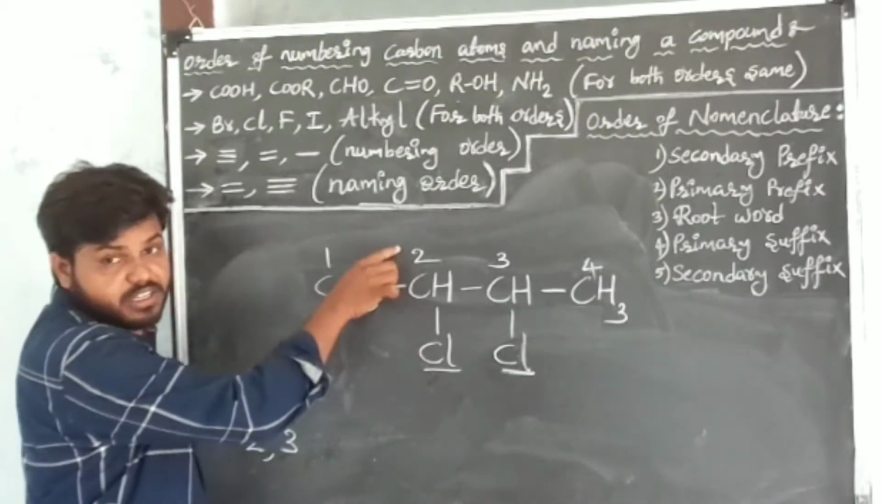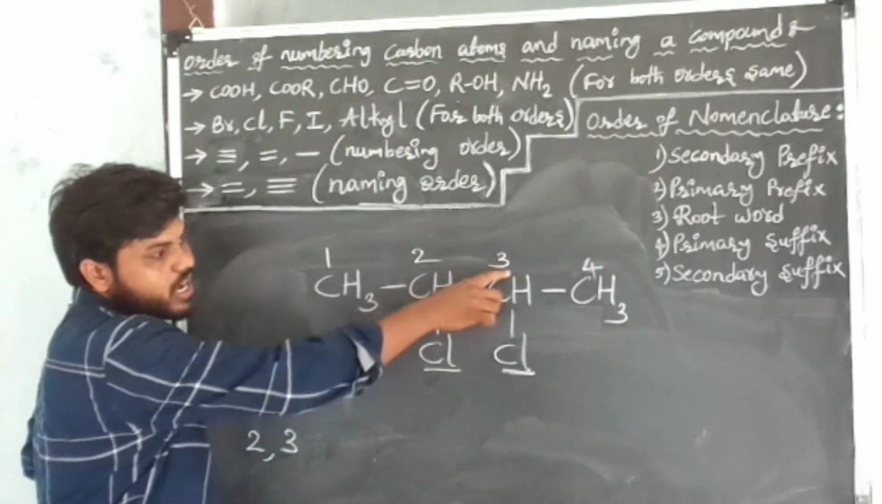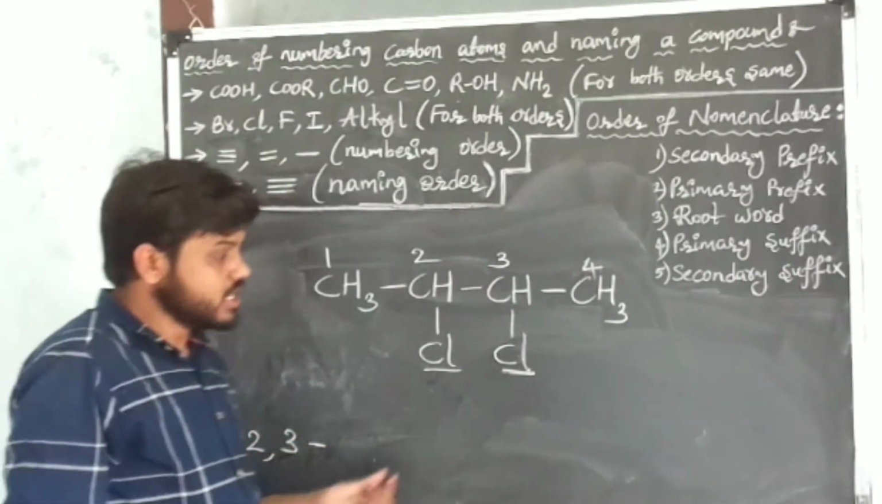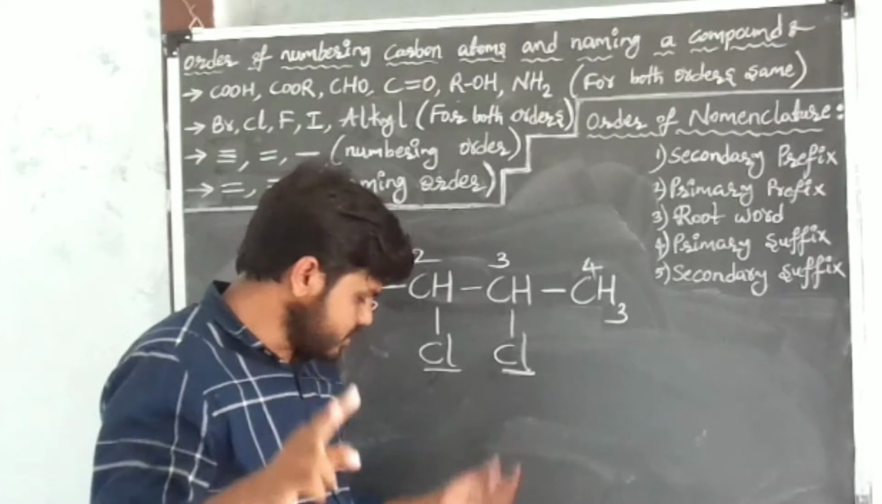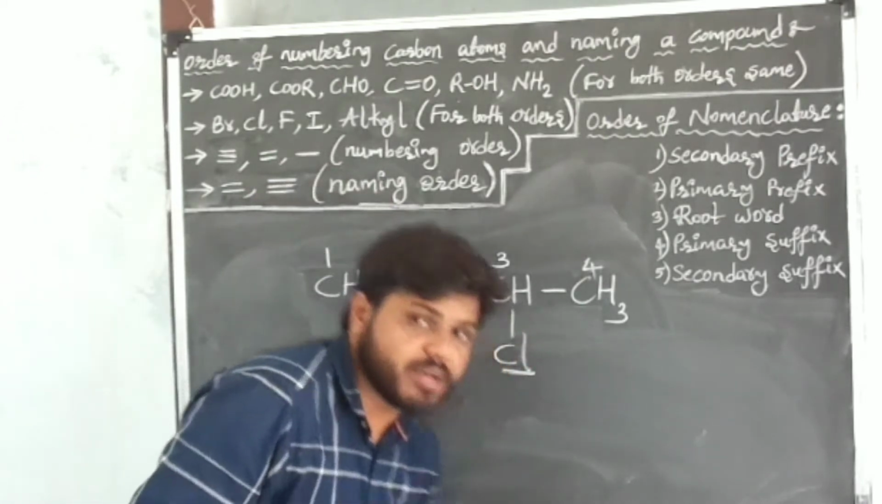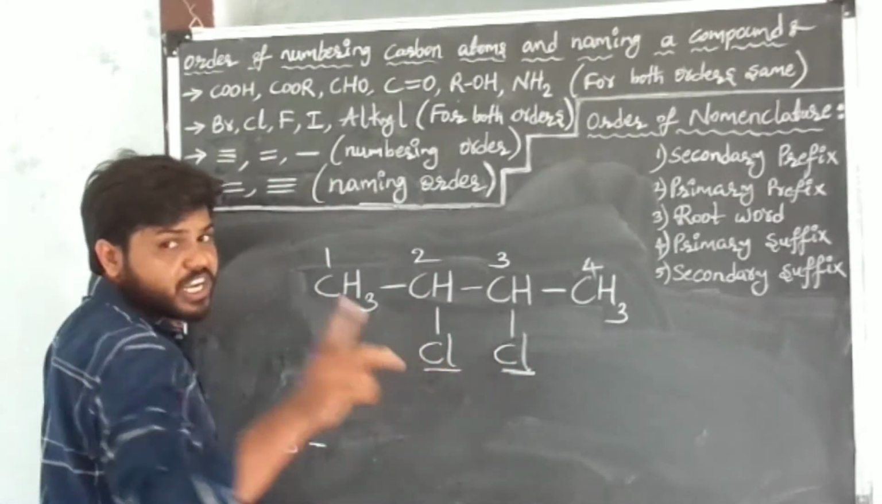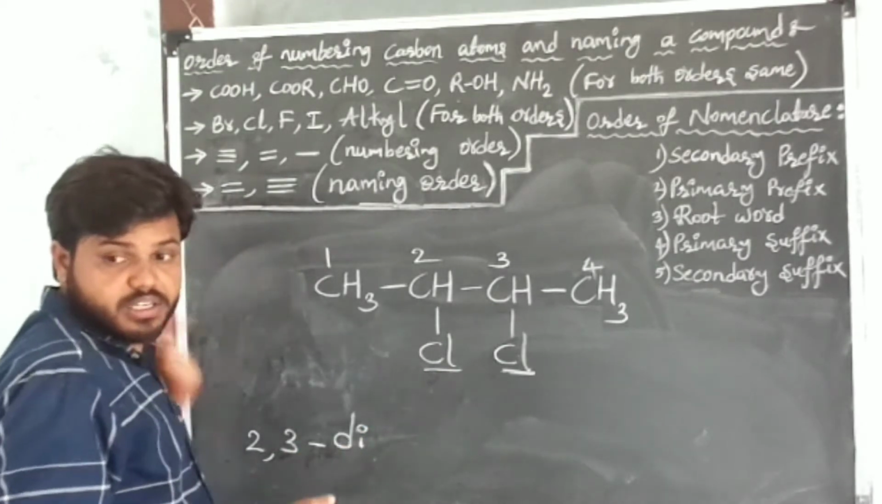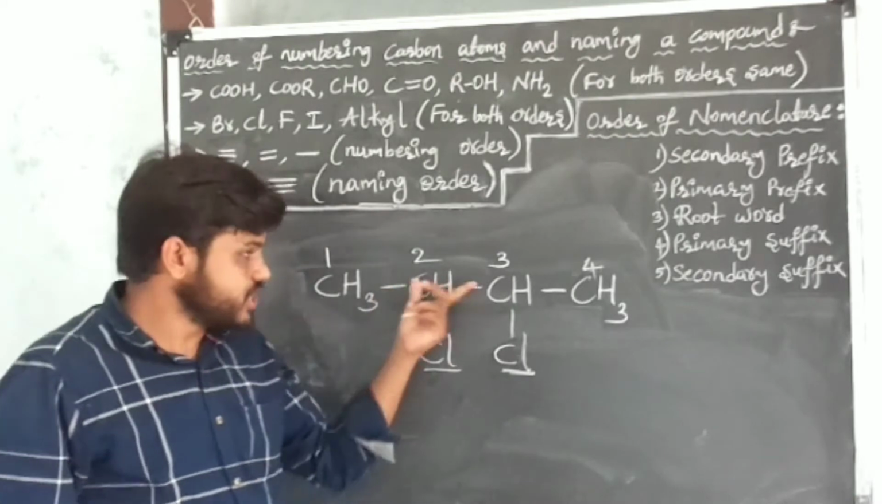I have written each chlorine position: one is 2, another one is the third carbon. After writing the positions, how many times is chlorine there? Two times. The numerical prefix of 2 times is what? Di. First write the positions.